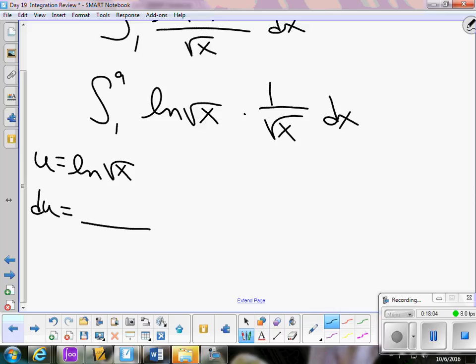Well, the u goes down here, and its derivative goes up top. So 1 over 2 radical x goes up top. Yeah, I don't like this way. Now if I clean that up, yeah, that's just 1 over 2x.